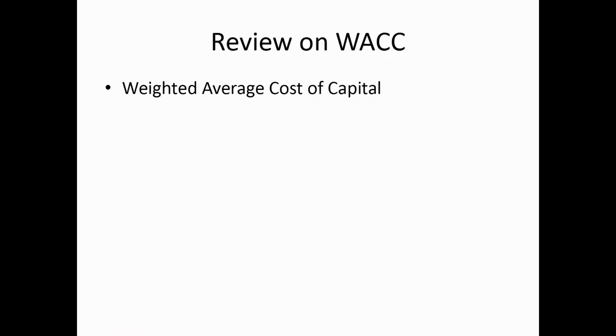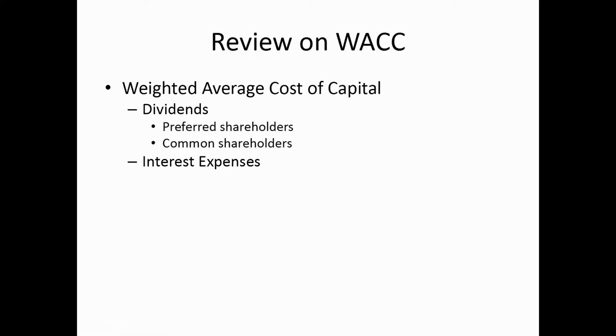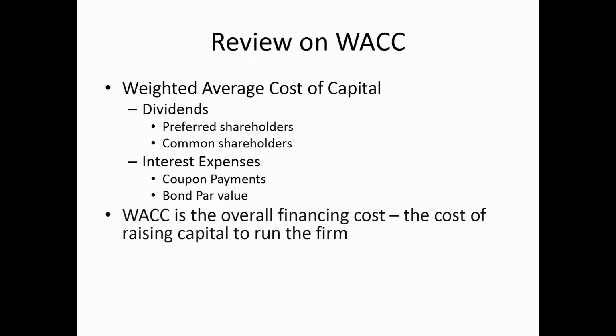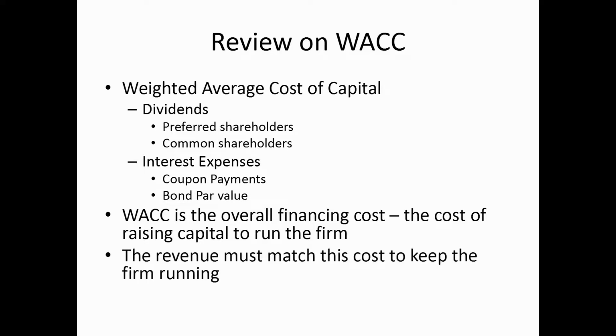From the previous chapter 10, which is on weighted average cost of capital, we learned that in order to attract investors' money to start your business, you have to pay investors a return in the form of dividends to the equity investors, and you pay interest to the debt investors. So dividends could be divided into preferred and common dividends, and interest could be reflected in coupon payments and face value of bond. And the WACC is the overall financing cost, the cost of raising capital to run the firm.